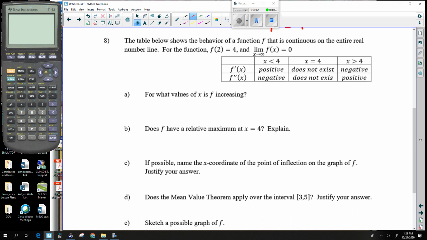The table below shows the behavior of a function that is continuous on the entire real number line. For the function, f of 2 is equal to 4, and the limit as x goes to infinity is equal to 0, so that has a horizontal asymptote that is equal to 0.